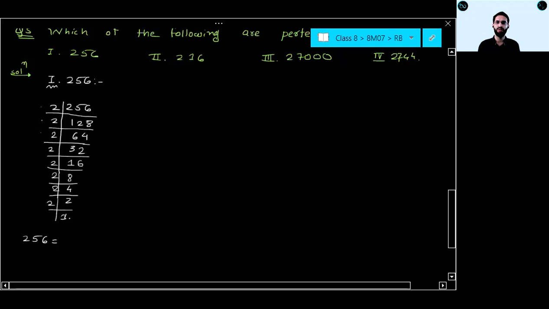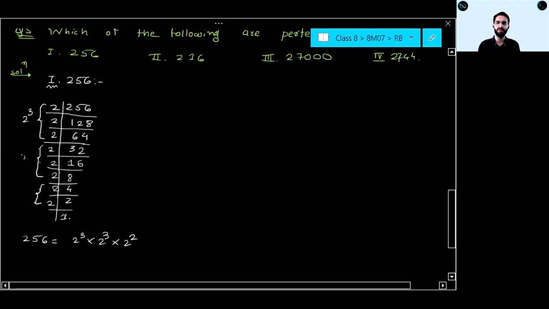1, 2, 3, 4, 5, 6, 7, 8. 2 to the power 8, or not? Right. Or if I write in pairs of 3, 2 cube, 2 cube, 2 square. Isn't it? Are you getting my point? 2 cube into 2 cube into 2 square, or not?